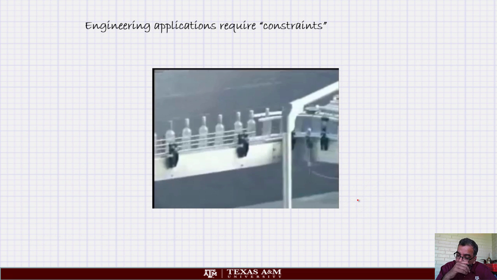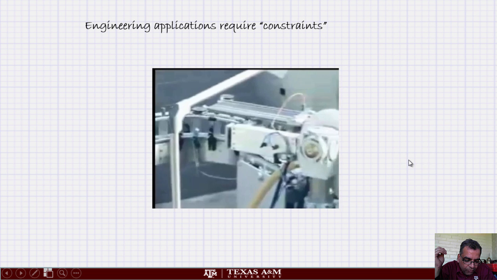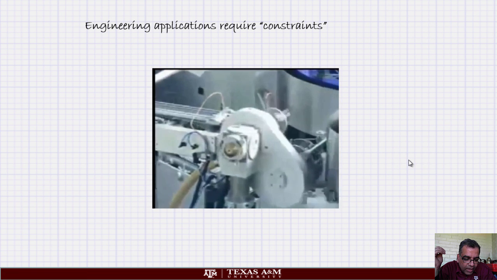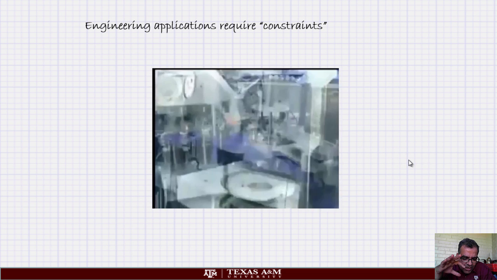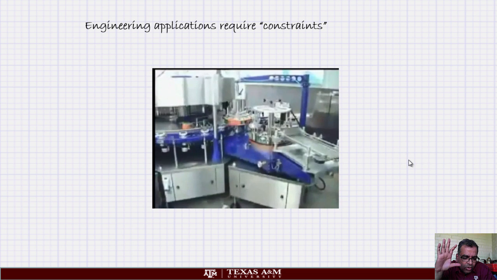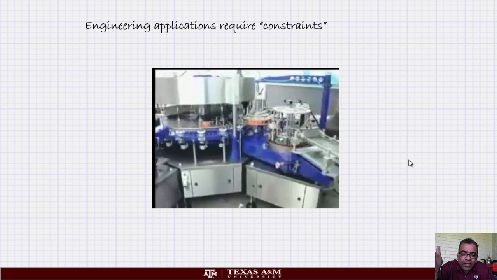Okay, now let's look at a different example. In an engineering application, you can see this is actually a bottling plant, and I'm going to show you what happens here. You can see the bottles are moving in perfect synchronization. It's actually labeling the bottles, it's actually covering the tops of the bottles, and you can see that it's very tightly controlled motion. Can you see the bottles? They are very tightly controlled motion.